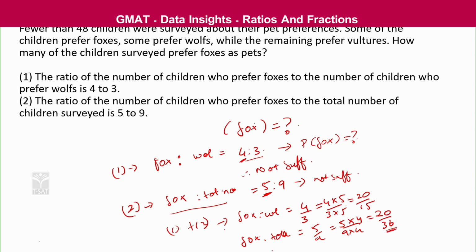So, foxes to wolves to total becomes 20:15:36. If you multiply this ratio, it can either be 20, 15 and 36, or it can be 40, 30 and 72, but the total number should be less than 48. Therefore, this has to be multiplied only by 1. So, you can say that there were 20 children who preferred foxes. Therefore, the statements together are sufficient to answer the question.